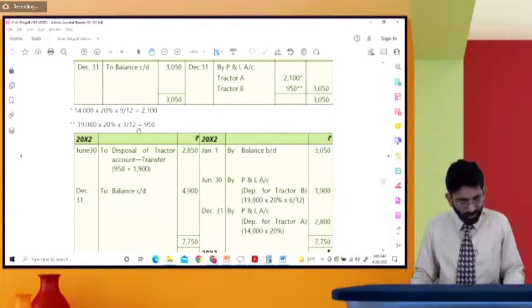So where is it mentioned in the problem that tractor B is disposed of? See, where, beta?